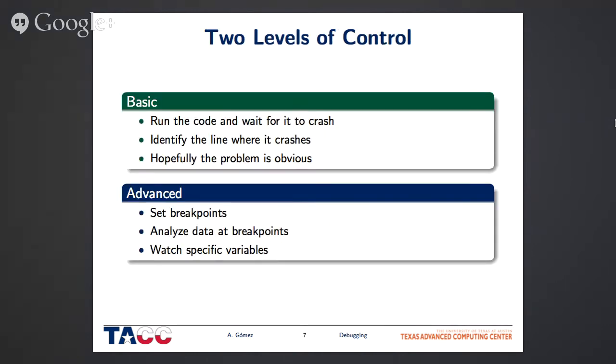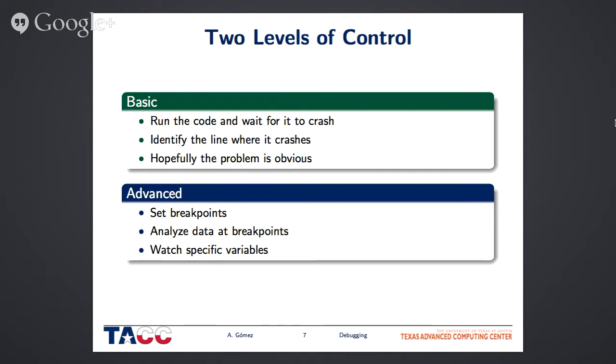So there are 2 levels of control on GDB. One is the basic one. You run the code and wait for the code to crash. But of course, it only works if you have a code that is crashing. It's very useful because it will identify the line where it crashes and it will stop there. And once the code has crashed, since it will stop there, you can inspect and check the values of the variables involved in the computation at that particular time. Hopefully, the problem will be obvious and you will be able to fix it quickly. But that never happens, really.